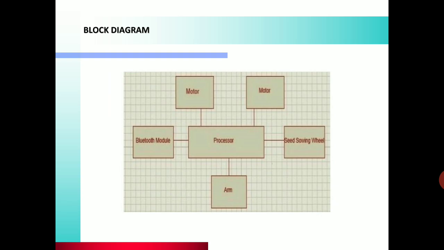Then we see the block diagram. Here we see there are two motors used: the DC motor, then one ARM processor, one Bluetooth module, and seed sowing wheels.